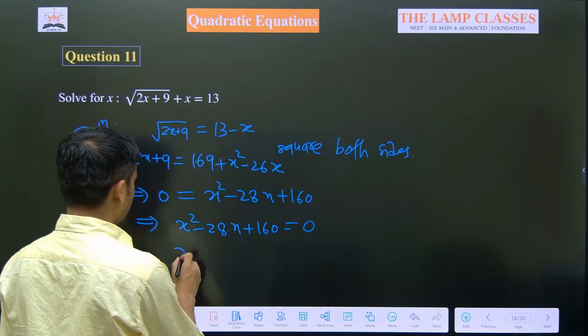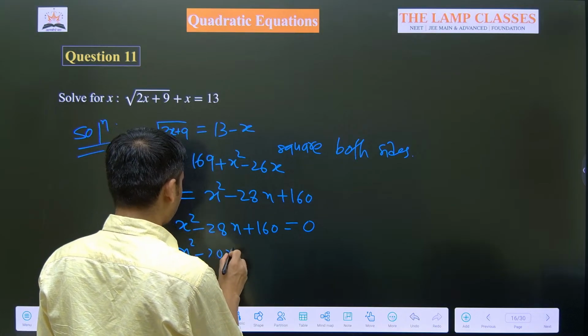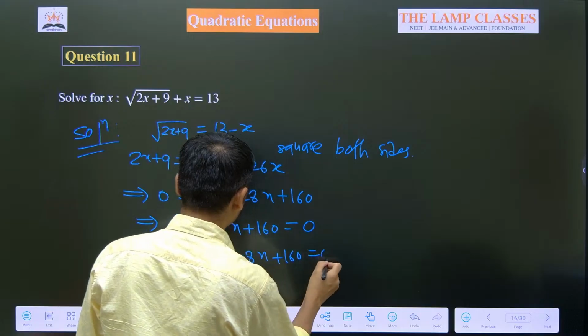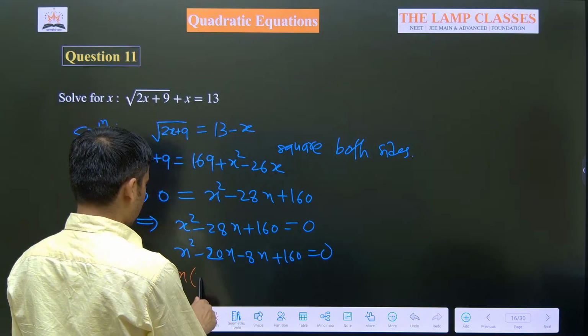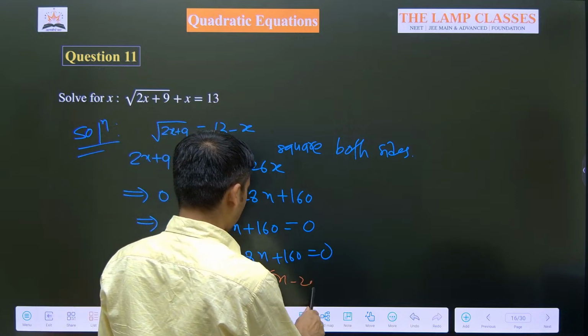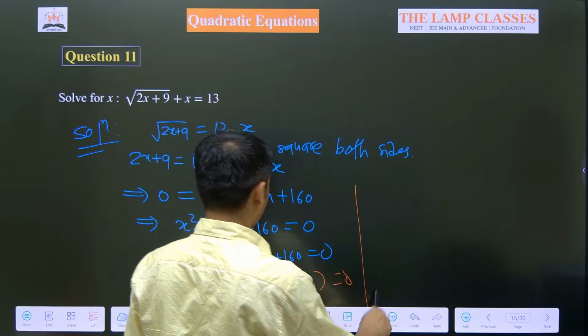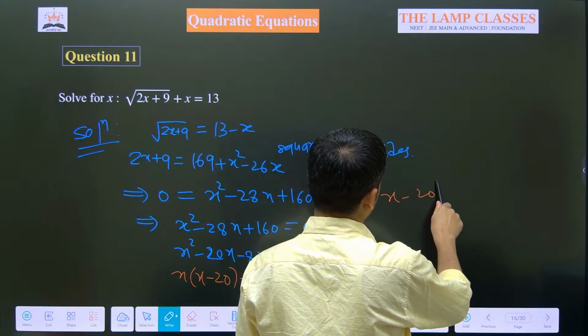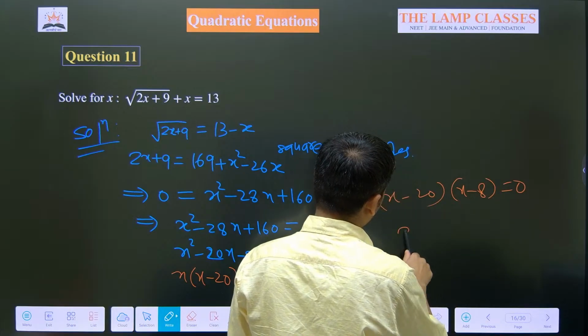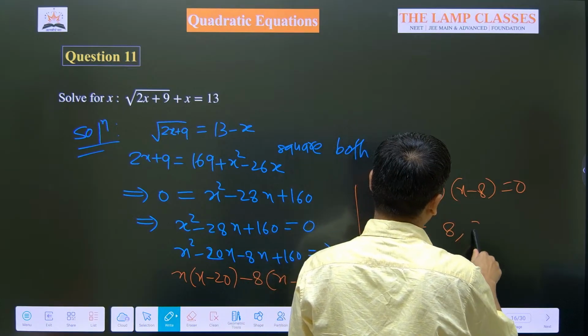Right, that's too easy, na? x square minus 20x minus 8x plus 160. x times (x minus 20) minus 8 times (x minus 20). So we get two values of x, 8 and 20.